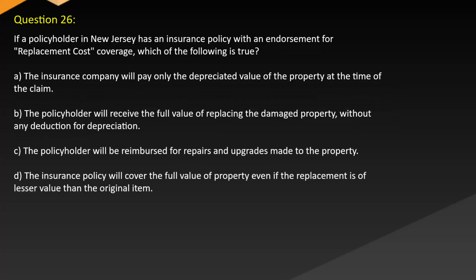Question 26. If a policyholder in New Jersey has an insurance policy with an endorsement for replacement cost coverage, which of the following is true? A. The insurance company will pay only the depreciated value of the property at the time of the claim. B. The policyholder will receive the full value of replacing the damaged property without any deduction for depreciation. C. The policyholder will be reimbursed for repairs and upgrades made to the property. D. The insurance policy will cover the full value of property even if the replacement is of lesser value than the original item.